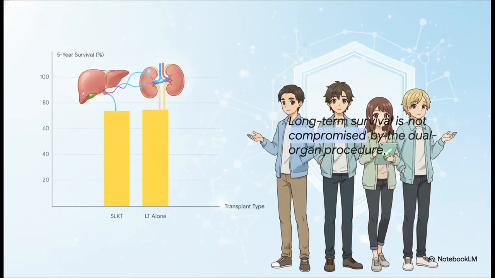And here are the numbers to back that up. At 5 years after transplant, the patient survival rate is 74% for the combined procedure versus 75% for liver transplant alone. That is incredibly powerful data. It tells us that for the carefully selected patient, adding a kidney transplant to a liver transplant does not compromise their long-term survival. It is an effective and durable therapy.